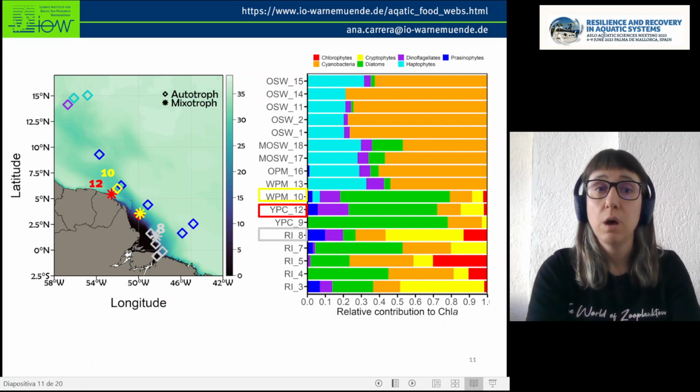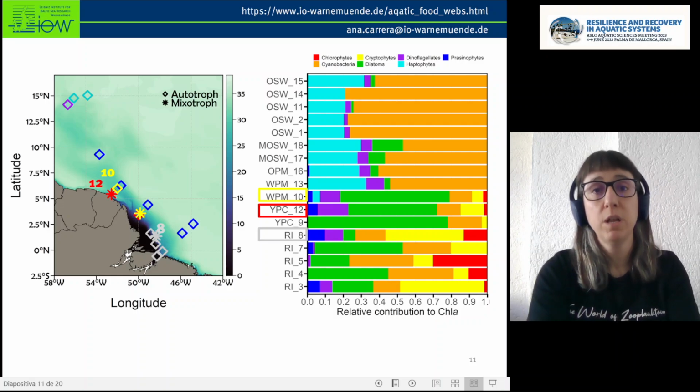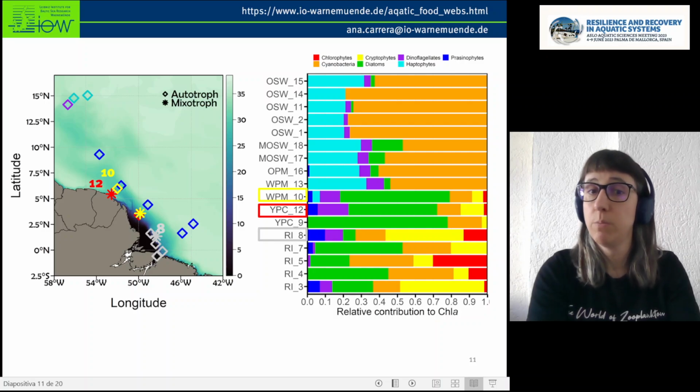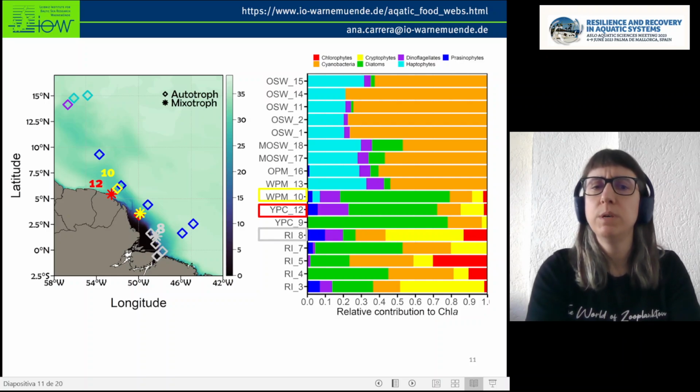So we suggest that these dinoflagellates in station 8 will partially explain the mixotrophy that we find in the large size fraction. But then it's intriguing that we have clear mixotrophy in both size fractions in the other stations when diatoms are dominating, and they are supposed to be strict phototrophs.